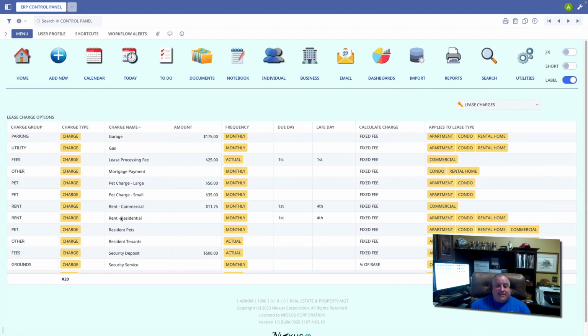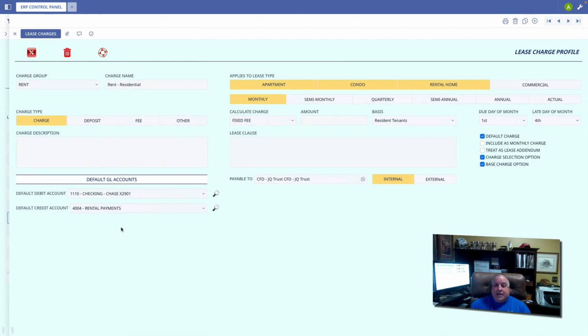Here we have a residential rent definition, and it's still a fixed fee, but in this case, it's not based on square footage, it's just based on a tenant in a space. And in this case, the fixed fee monthly residential rent is defined not here at the charge level, but on a unit by unit basis.